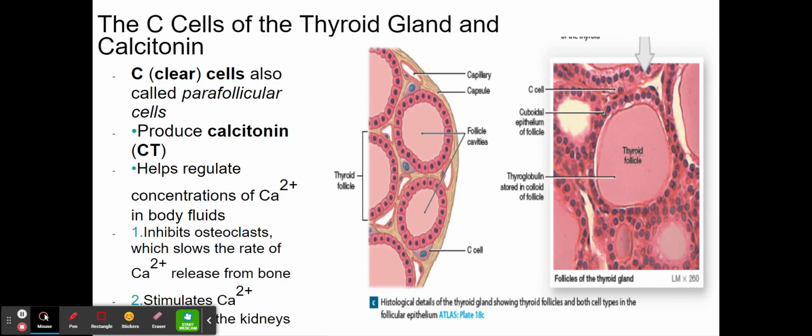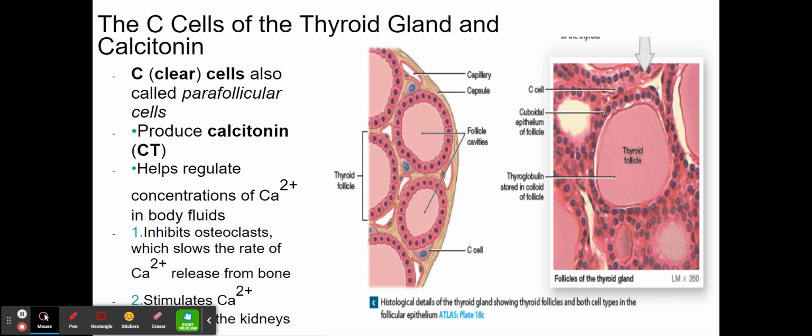The thyroid also contains a second population of endocrine cells, and these cells are the C, or the clear cells, or the parafollicular cells. They lie sandwiched between the cuboidal follicle cells and their basement membrane. They are larger than the cells of the follicular epithelium and do not stain as clearly. So when you're looking at these under a microscope, they're going to be much more clear than any other stained cell that you see there.